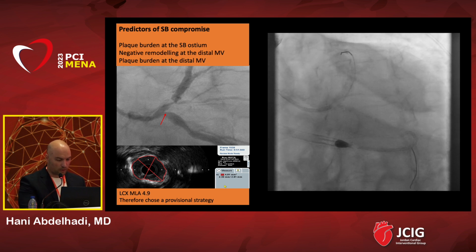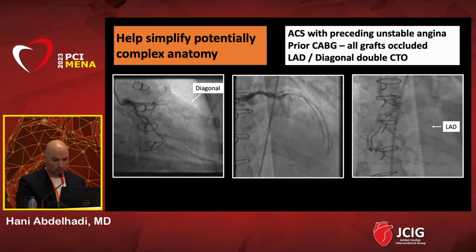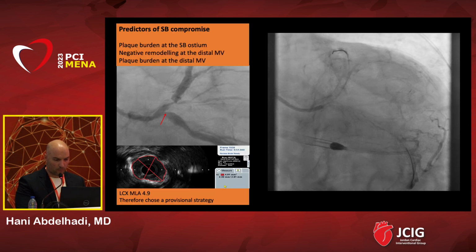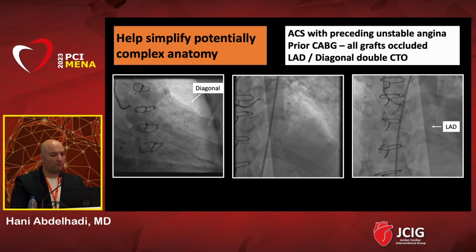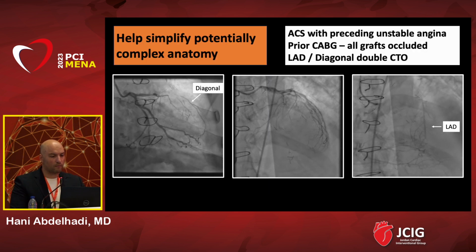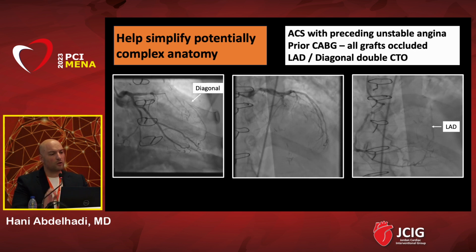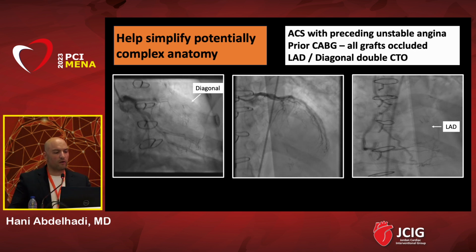Let me just play this video again. A very simple PCI procedure. We didn't have to stent the circumflex. So imaging can also help you simplify what looks like fairly complex disease.